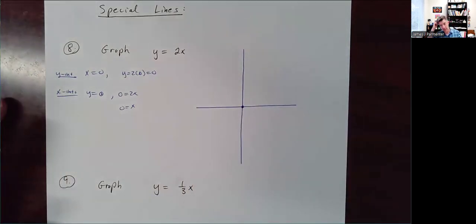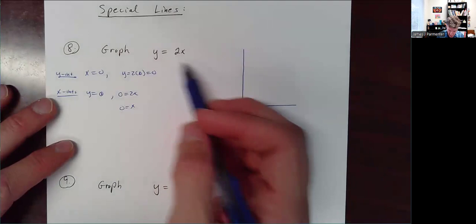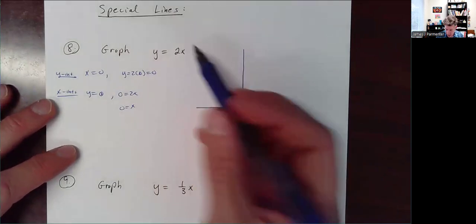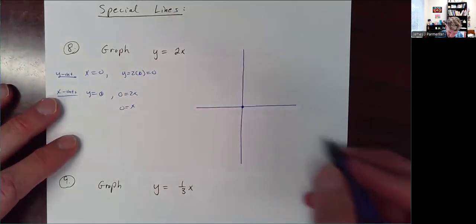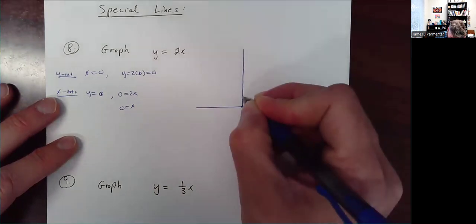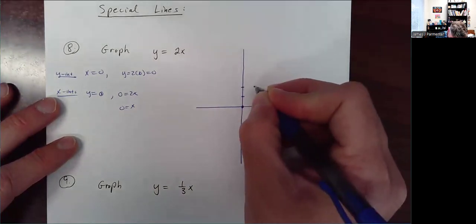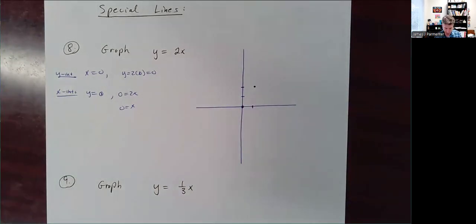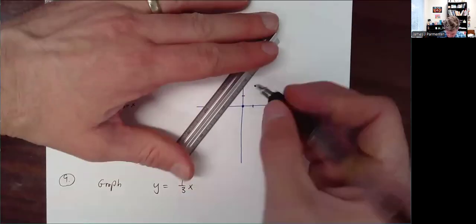So you only have one point, which is the origin. When that's the case, and you're, like in this case, our line has a slope of positive 2, then I'm just going to plot another point. So I know that if x is 1, my y value is going to be 2. So I get the point (1, 2). And I can draw the line through those 2 points.